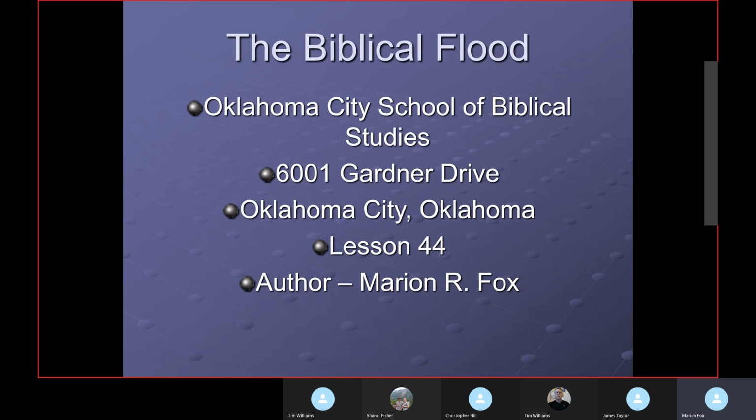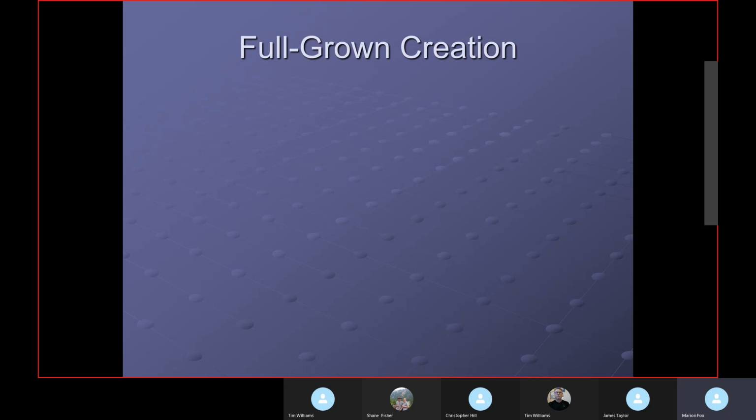This is our 44th lesson in the study of the biblical flood. This is Marion Fox teaching the class, and we're teaching it out of my second edition of my book, The Biblical Flood. And so there's new material in it over what was in the first edition of the book. Haven't changed the thrust, I've just added more information. And tonight we're going to be looking at chapter 12.